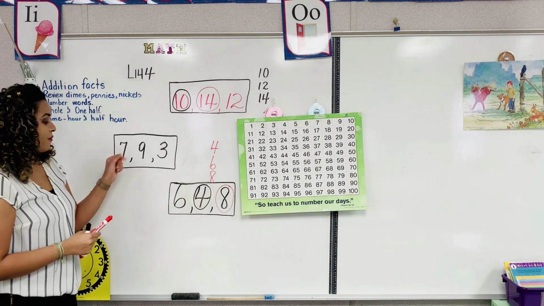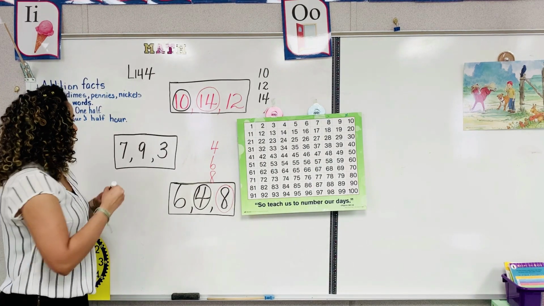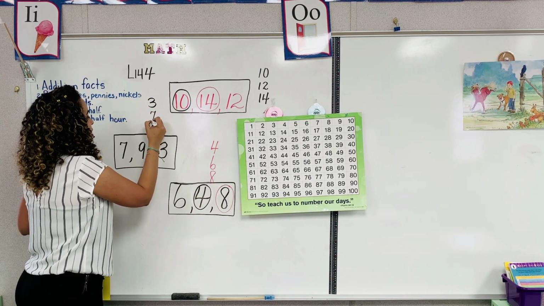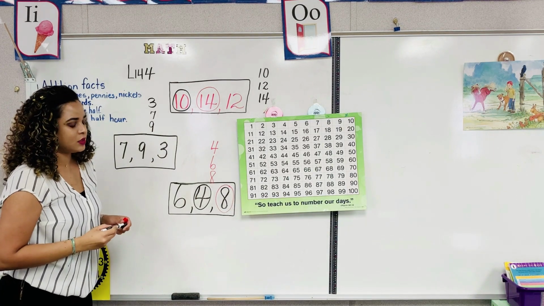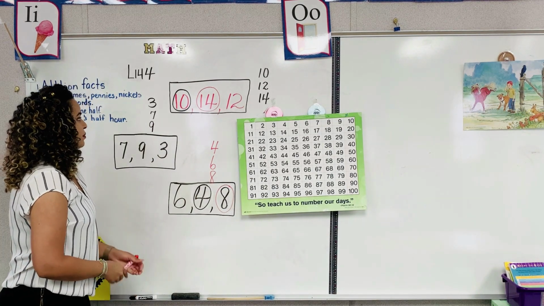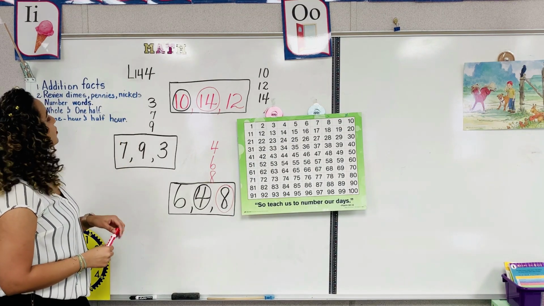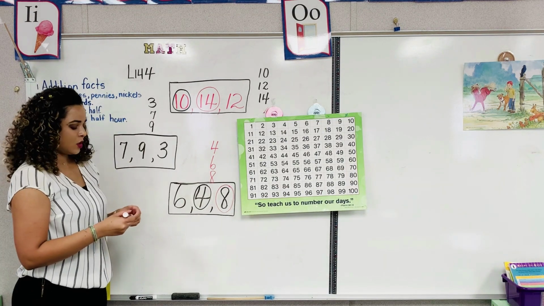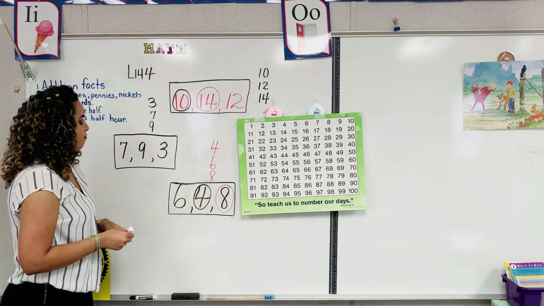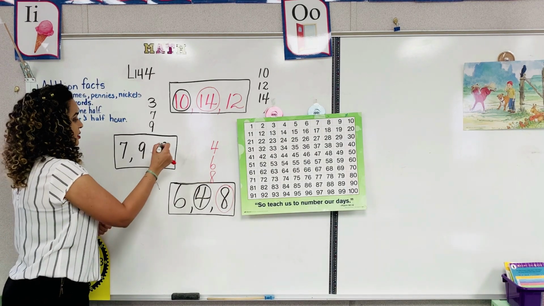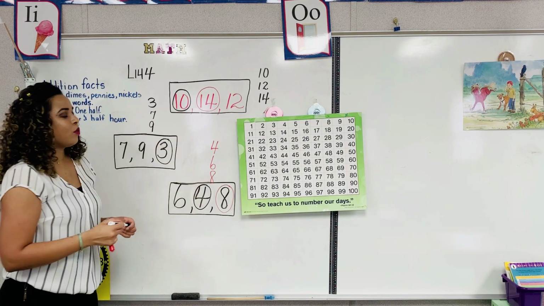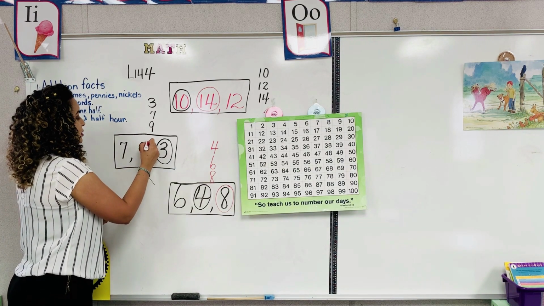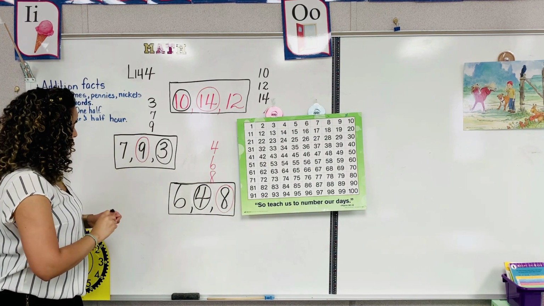Let's go to the third group of numbers. We are going to write it in order. 3, 7, 9. They are not counting by twos here. These are just numbers that were taken out from the number chart. 3, 7, 9. Which is the smallest number? 3. So let's circle 3 in black. Which is the largest number in this group? 9. So I'm going to circle 9 in red.